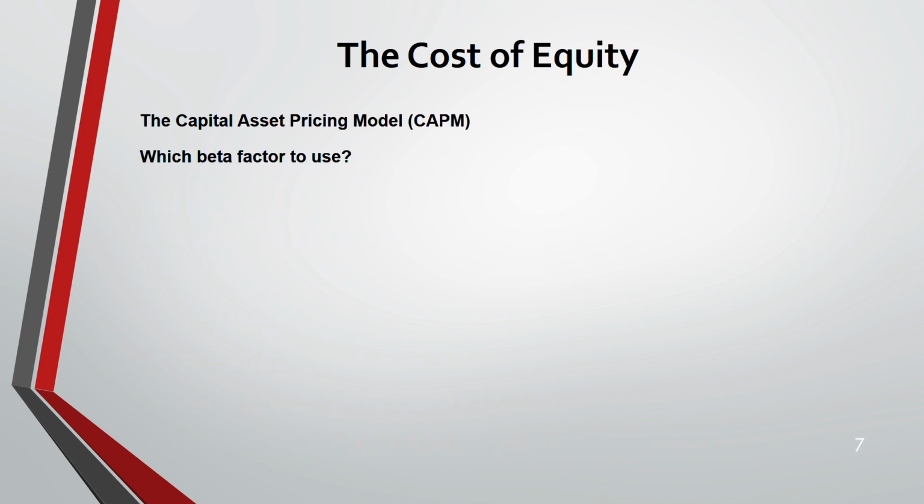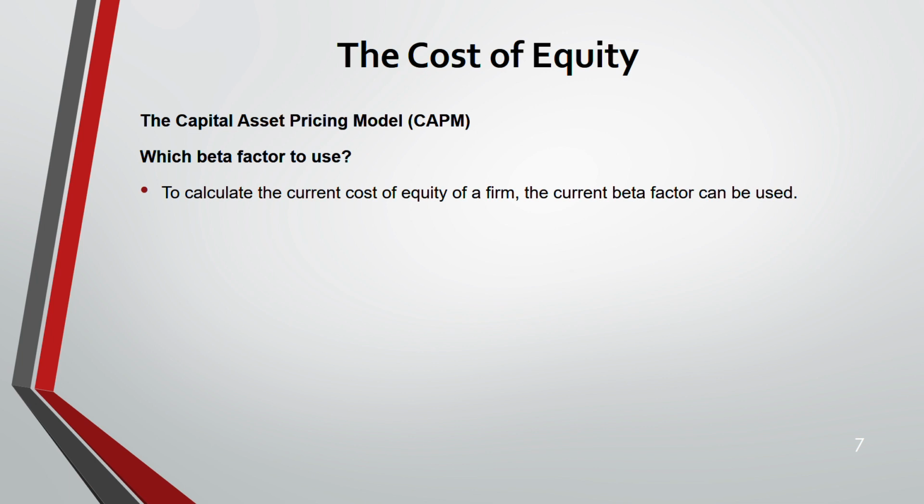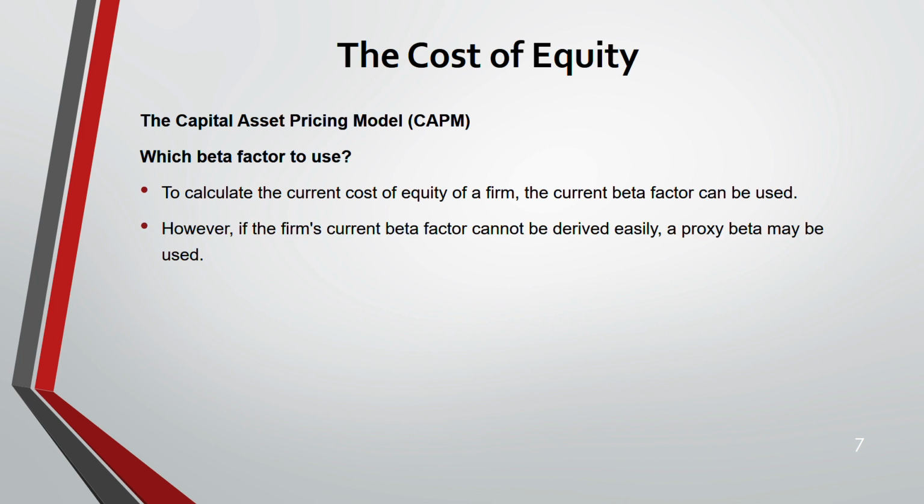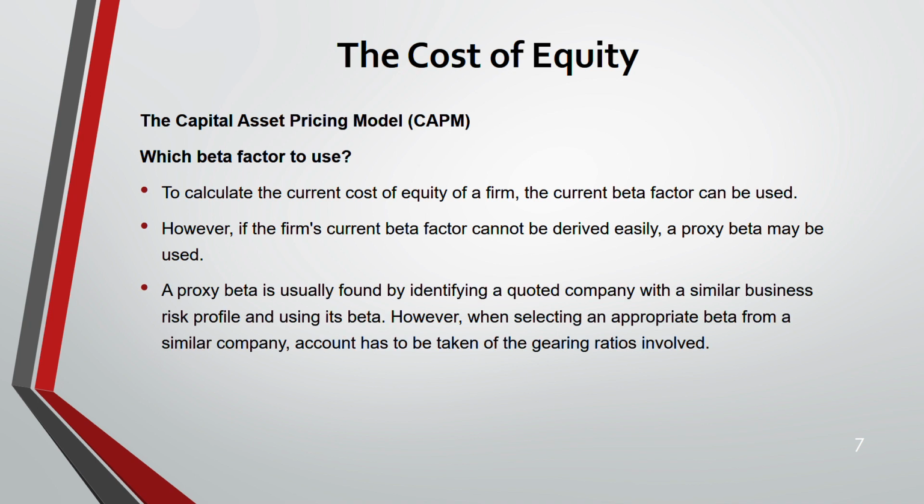Then which beta factor to use? See, I told you which beta factor to use. Normally the current beta factor, whatever the firm is given. But what if the current beta is not given to you? You can use a proxy beta. And how do you get that proxy beta? The third bullet point answers that question.